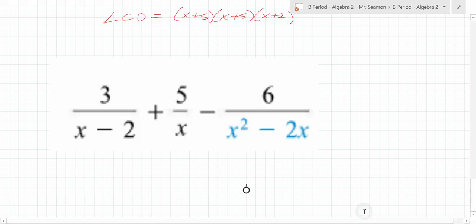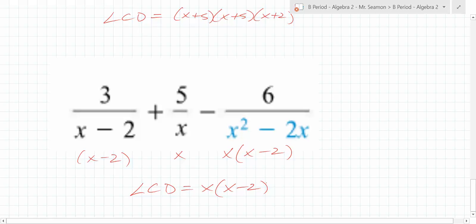That was excellent. Yeah, so you factor this, and you get x times x minus 2. All right, you get x, and you get x minus 2. So can someone tell me what the LCD is? X times x minus 2 is the LCD. Did you factor? This is x times x minus 2. So what is the least common denominator?